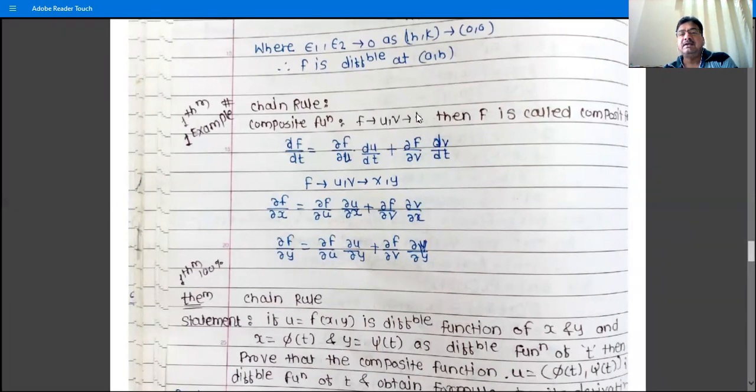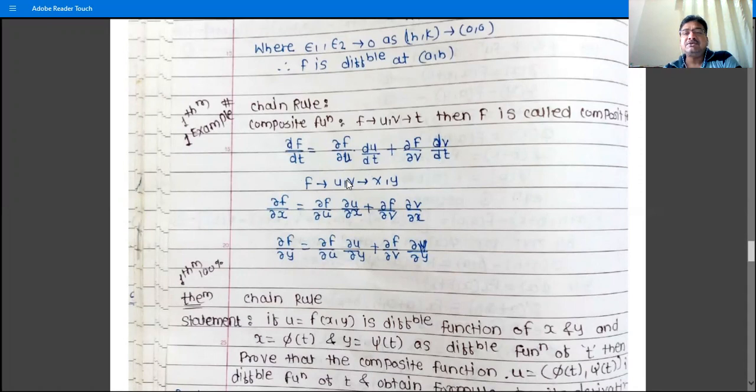If you have to find df by dt, f is not directly a function of t. f is a function of u and v, and u and v are functions of t, and that's why f is a composite function of t. And so its derivative with respect to t, df by dt, is equal to partial f by partial u times du by dt. Why du by dt, or the d notation? Because u is a single variable function of t. Plus partial f by partial v times dv by dt. So this is the first chain rule.